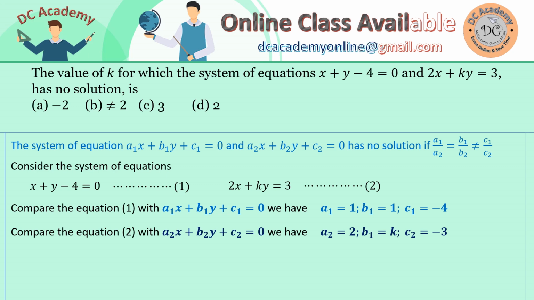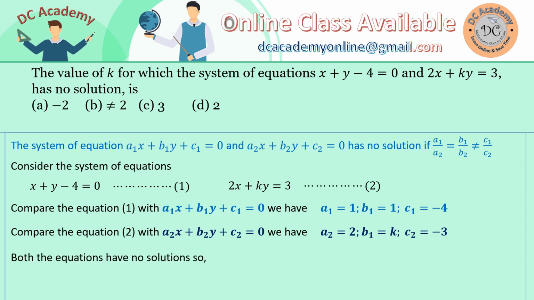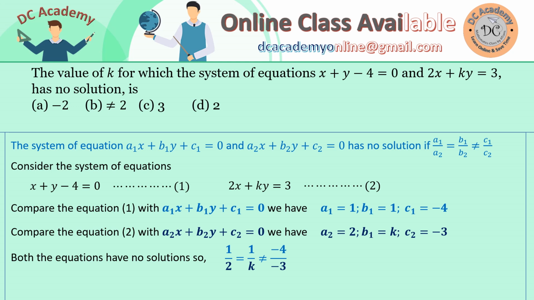Now we have the a1, b1, b2 and all these ratios. Therefore they don't have a solution if a1 by a2, that is 1 by 2, is equal to 1 by k and definitely not equal to minus 4 by minus 3. To find the value of the constant k, we don't need to worry about the c1 by c2 ratio, or the 4 by 3 ratio. Why? Because it is obviously not equal to 1 by 2. So if we consider the first two ratios, we can easily go ahead.